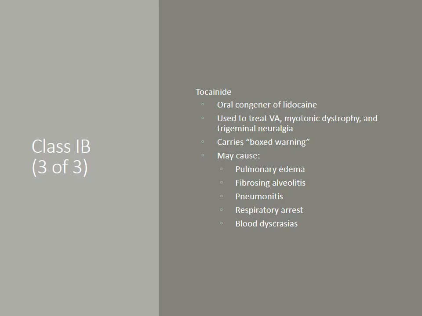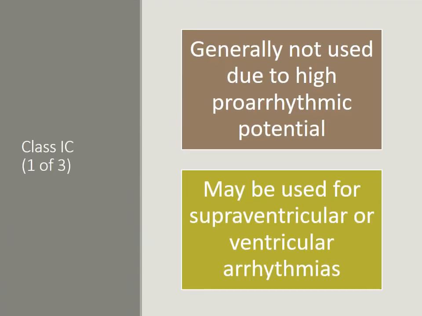Pulmonary edema, fibrosing alveolitis, pneumonitis, respiratory arrest, and blood dyscrasias are some of the reasons for this boxed warning. Class 1C. It's generally not used due to the high pro-arrhythmic potential. However, it may be used in some instances for supraventricular or ventricular arrhythmias.